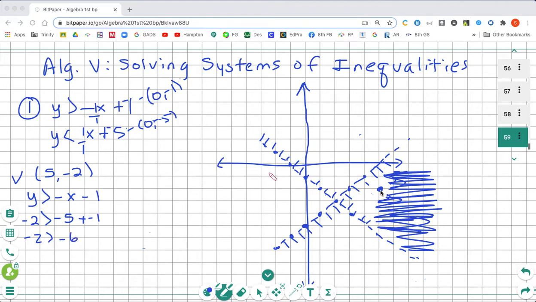Then I'm going to check y is less than x minus 5. So -2 is less than 5 minus 5. -2 is less than 0. That is correct. So now I know that all of the ordered pairs in this area are solutions to this system.